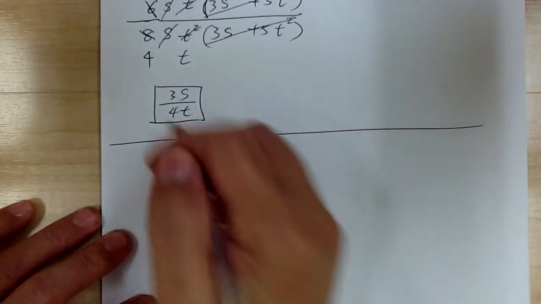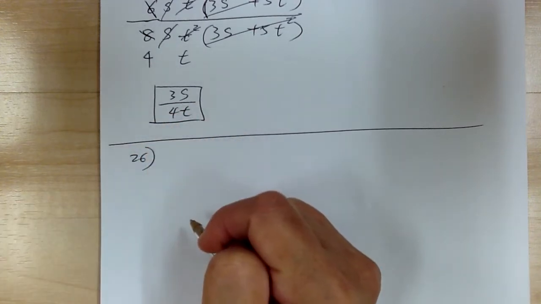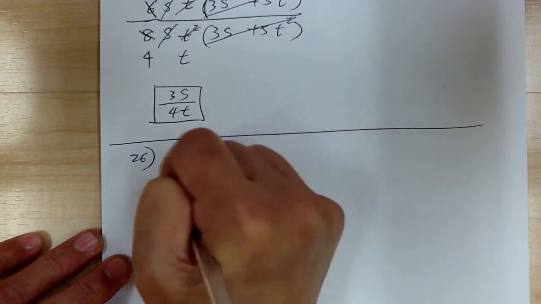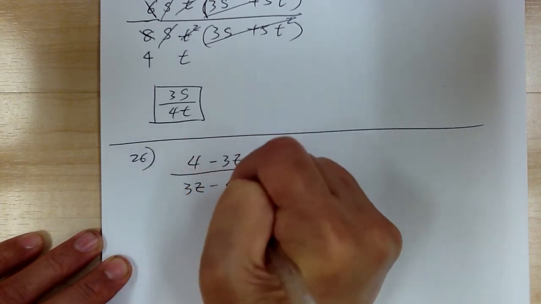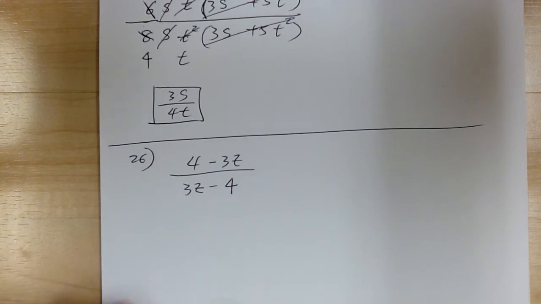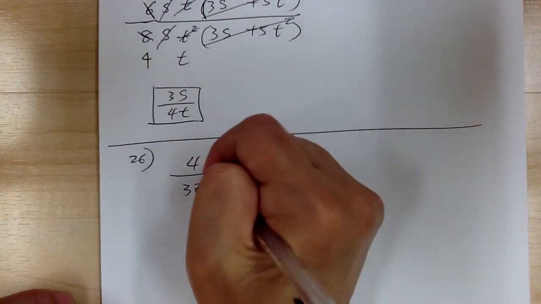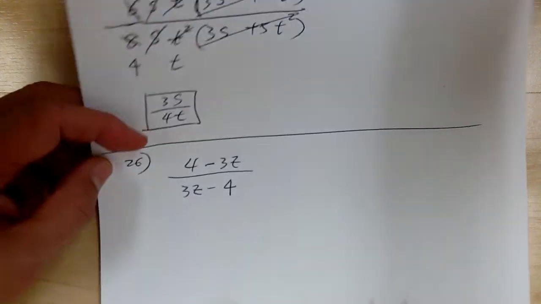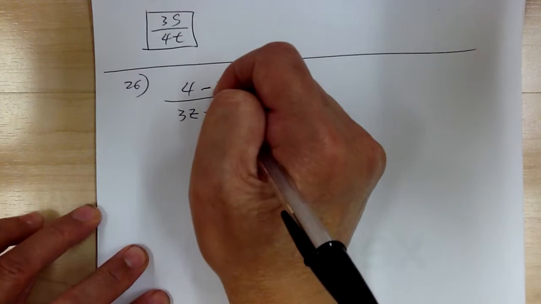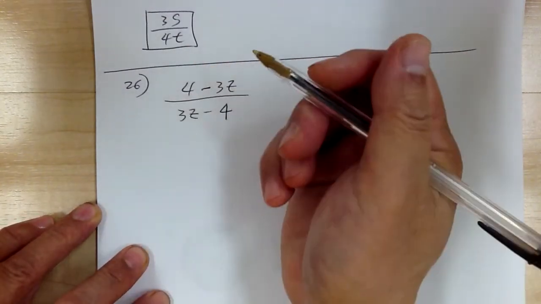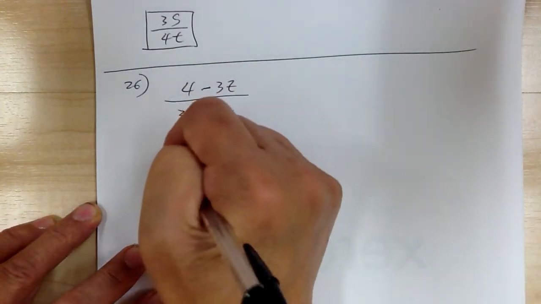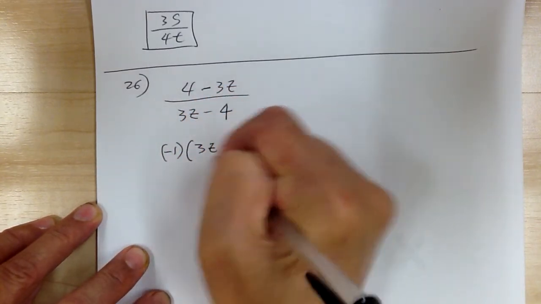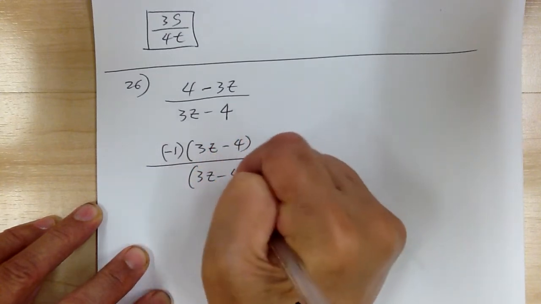Okay. Let's go to 26. You have 4 minus 3z over 3z minus 4. They look similar, okay, but they are kind of switched. So the way you can switch the subtraction term is by factoring out the -1. So go and factor out the -1, doesn't matter if you do the top or the bottom, but I want to do it on the top. So factor out the -1, so this becomes 3z minus 4. Okay, and on the bottom you get 3z minus 4.